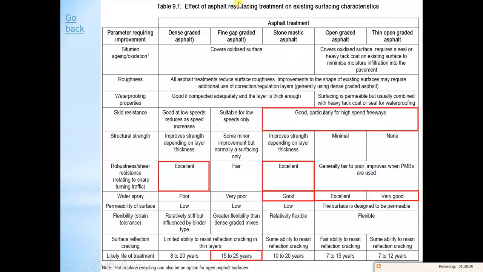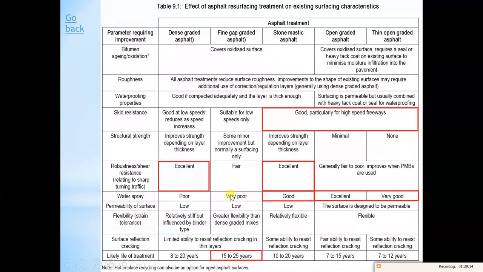This slide is about the effect of asphalt resurfacing treatment on existing surface characteristics. You look at the different types of asphalt: the dense graded, fine gap graded, stone mastic, open graded, and thin open graded asphalt. We didn't cover this last one; it's almost another version of the open graded. For the dense graded, robustness and shear resistance are excellent compared to the others. For the fine gap graded, it is long life.